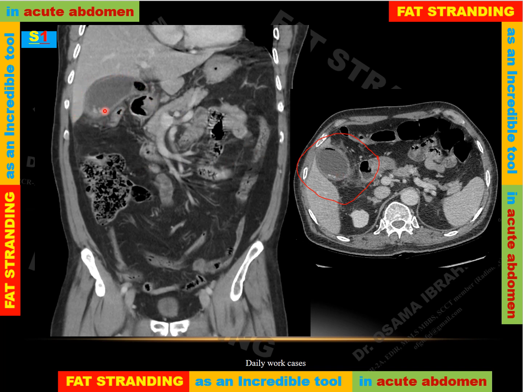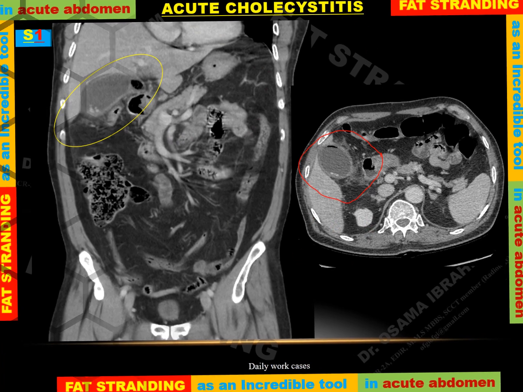Here, the gallbladder shows a thick enhancing wall with multiple stones and fat stranding, representing acute cholecystitis. There is also air within the gallbladder. So, right upper quadrant fat stranding represents the diagnosis of acute cholecystitis in this case.